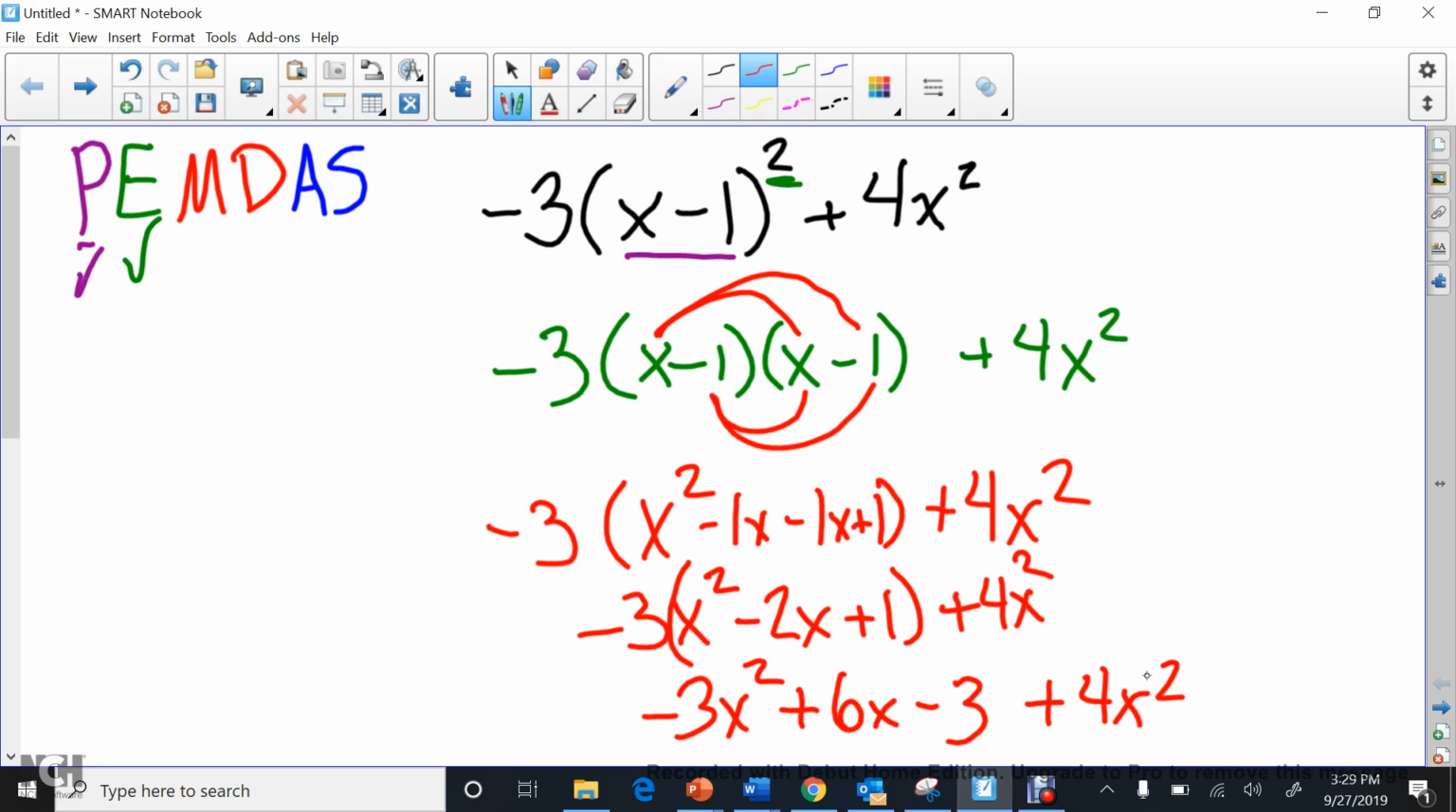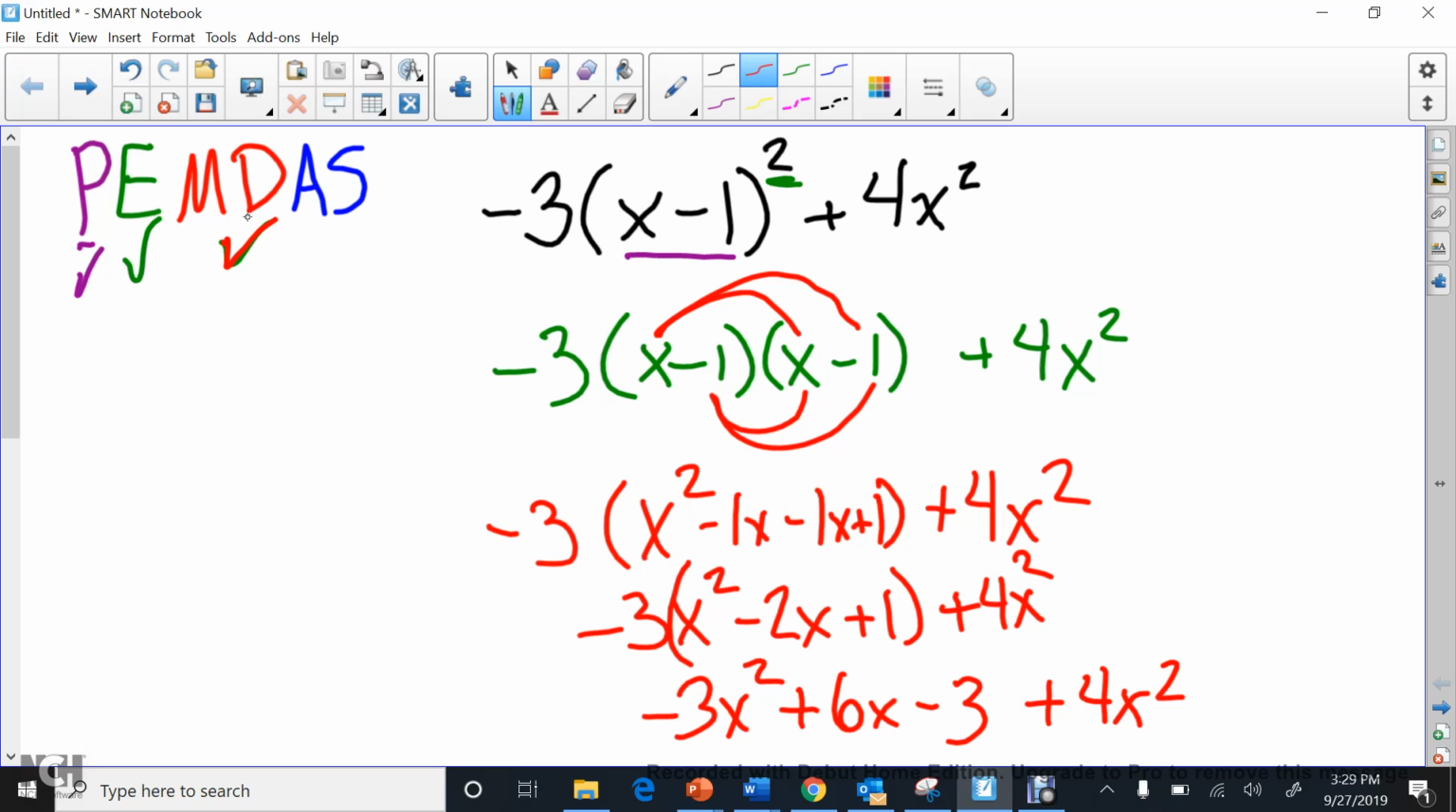I've now gone through all of my multiplication. I check if there's any division. I do not see any division, so we are now done with this step. Finally, it comes to adding and subtracting. We can only add and subtract our like terms.